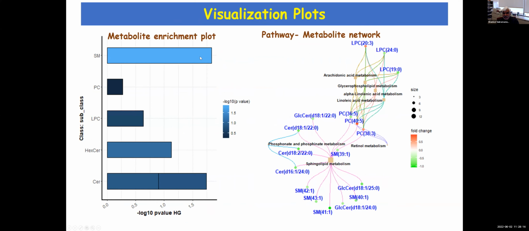You can look at pathways, the same thing. You can look at the enrichment plot. You can look at all the pathways. Here is a pathway involving the arachidonic acid metabolism. Here's a pathway involving the sphingomyelin metabolism, sphingolipid metabolism.